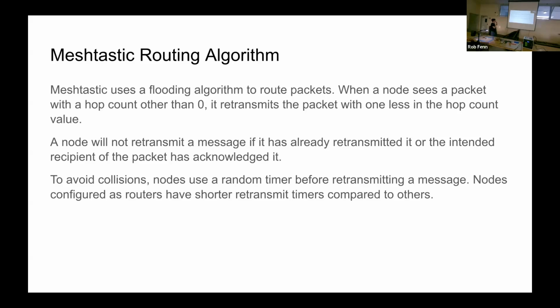A node will not retransmit a message if it already has retransmitted it or the intended recipient of the packet has acknowledged it. So there is some logic to it. It's not just doing pure flooding. And to avoid collisions, nodes use a random timer before retransmitting a message. And nodes that are configured as routers have shorter retransmit times compared to others. So there is some collision checking. And if my node doesn't get an acknowledgement, it'll retransmit up to 3 times at random intervals.